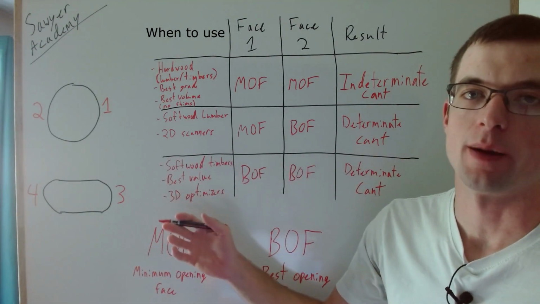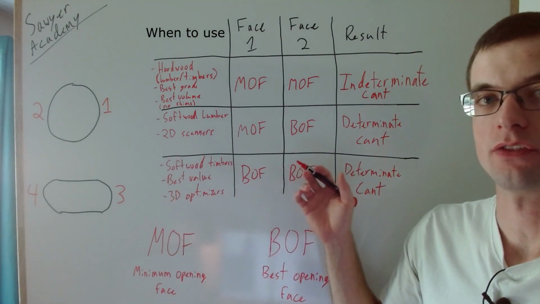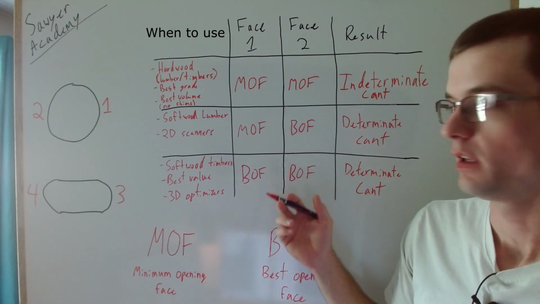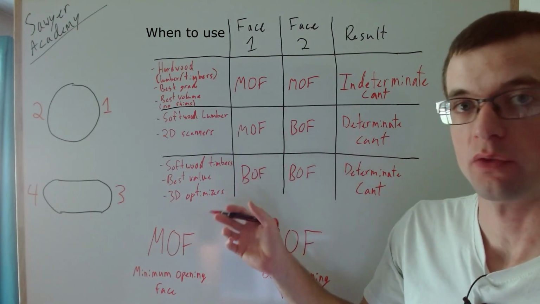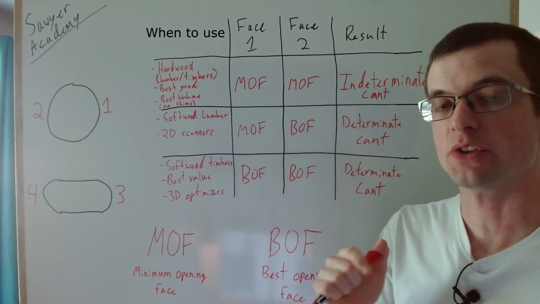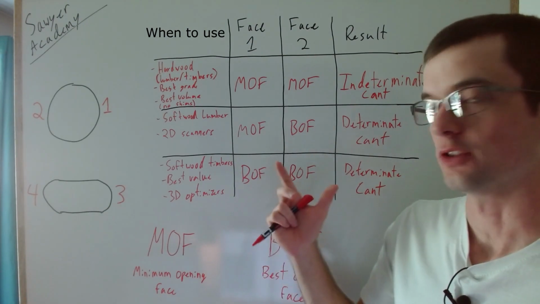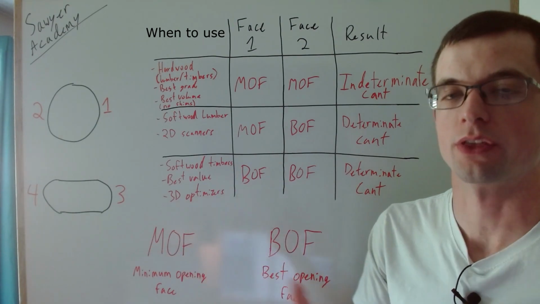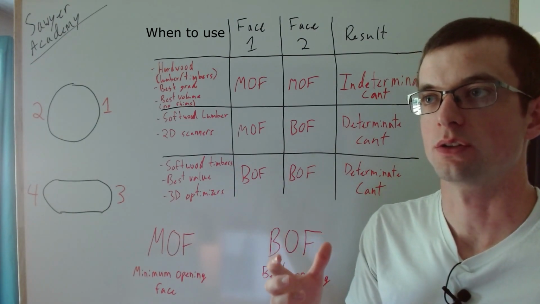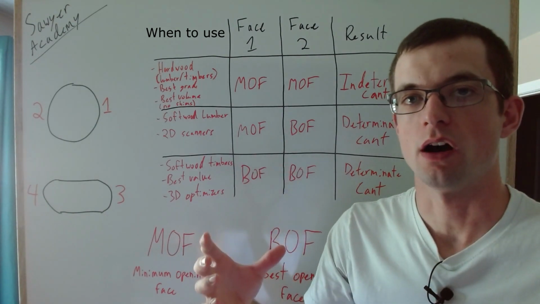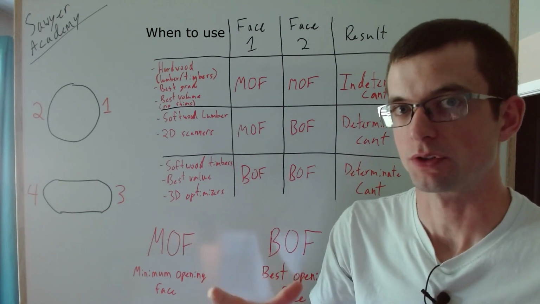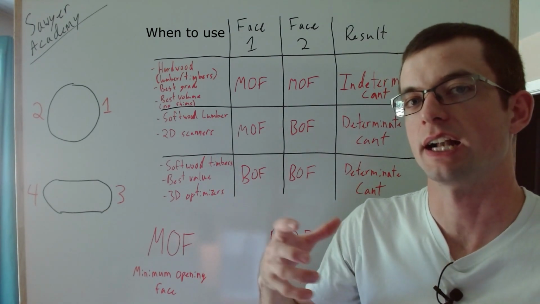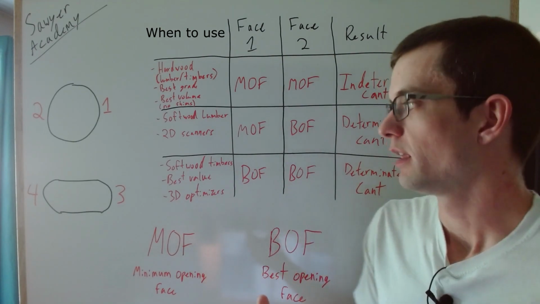And in our last option, we're going to be using a BOF on phase 1 and phase 2, and that's going to be used for softwood timbers. It's also going to give you your best value, and you'll see it most often used in 3D optimizers. A 3D optimizer is going to consider the whole log all at one time before you start cutting and apply the best cutting solution to that log.